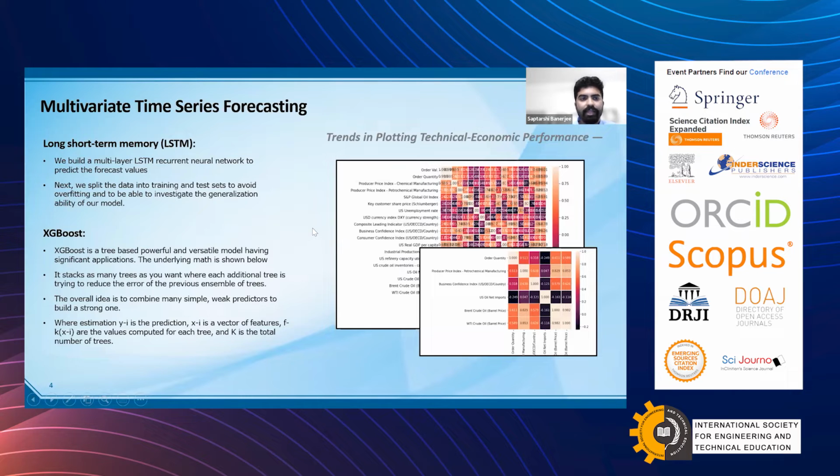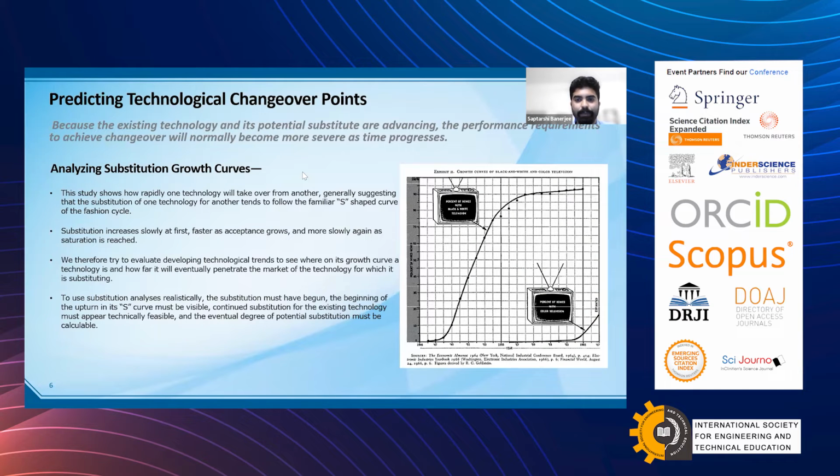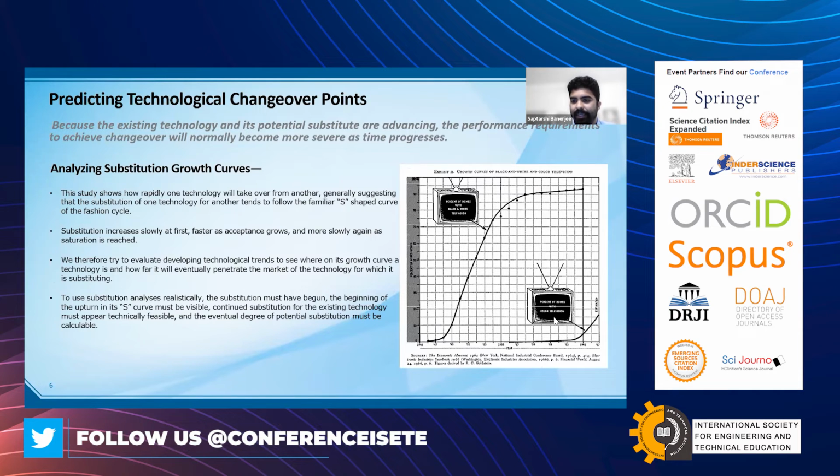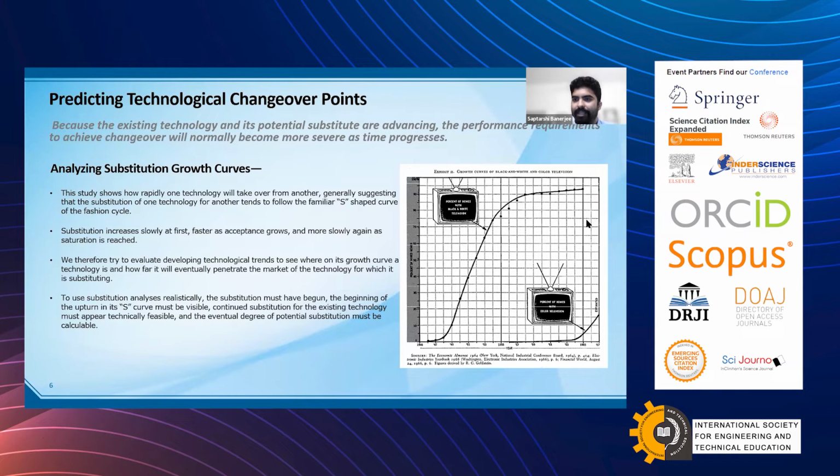Then we also feel that analyzing the substitution growth curves is important, and the market usually follows an S-shaped curve in which you have to particularly find out the change points, like in this case of the black and white and the color television inception. You can see that the technological changeover point started at 1945, and this is the point after which the demand exploded. So you have to find out the areas where the technological boom will come.